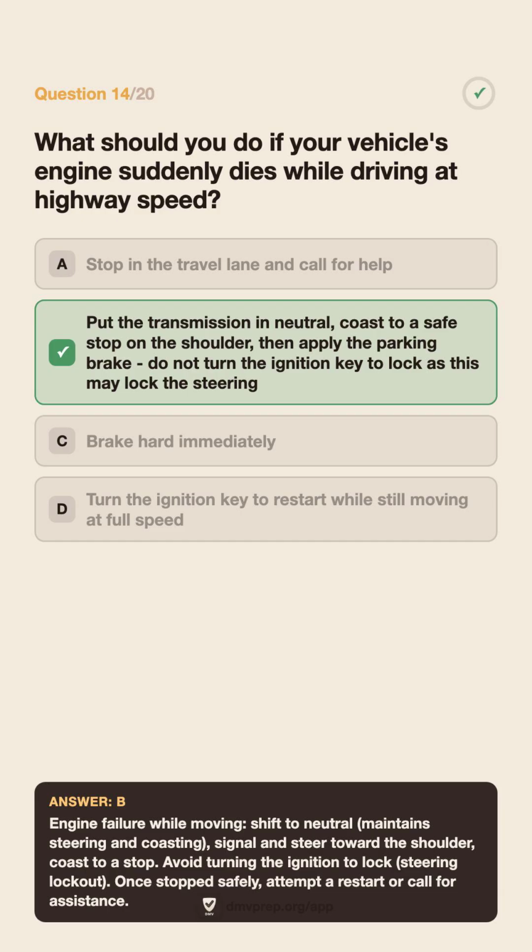The correct answer is B. Engine failure while moving. Shift to neutral, maintain steering and coasting. Signal and steer toward the shoulder, coast to a stop. Avoid turning the ignition to lock, steering lockout. Once stopped safely, attempt a restart or call for assistance.